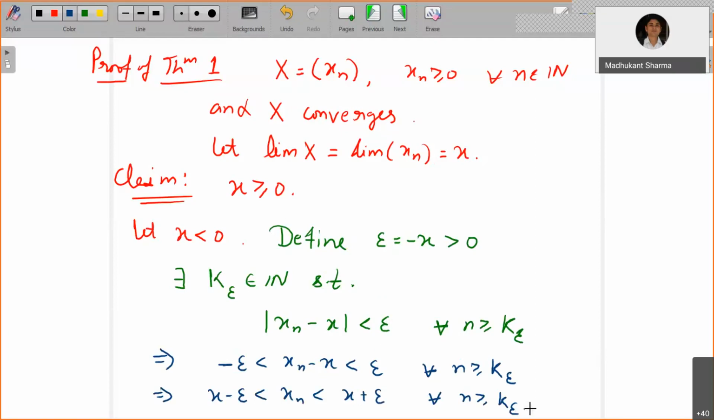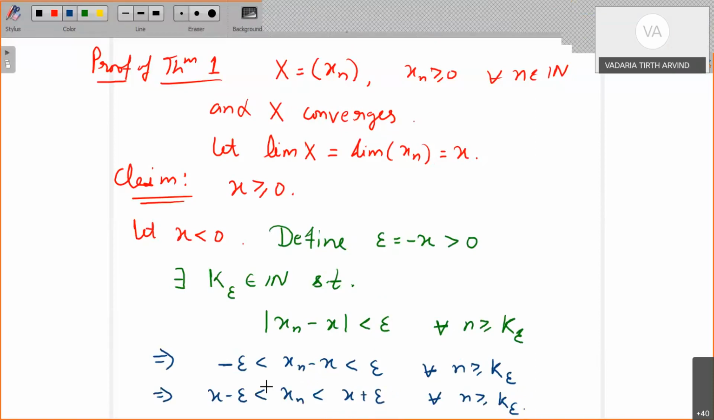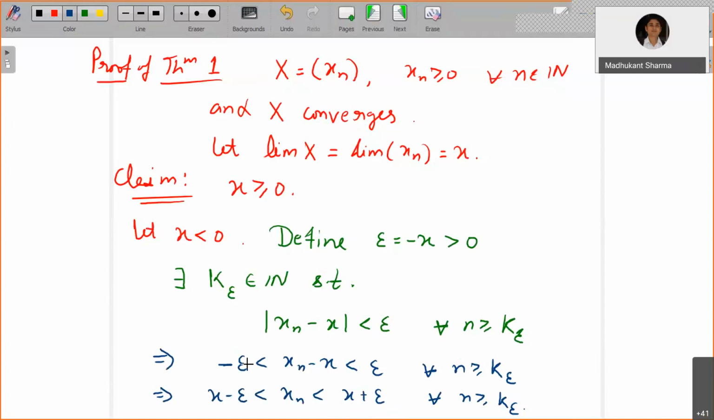Now I want you to point out where the problem is happening. Is there any problem here? Does it contradict anything? Sir, x plus epsilon is not greater than 0. X plus epsilon greater than 0? No, see, epsilon is minus x. So what if you take x plus epsilon, what will it be? 0. You are defining epsilon equal to minus x, which is going to be greater than 0. Sir, okay, x is less than 0, xn will be less than negative. Pardon?